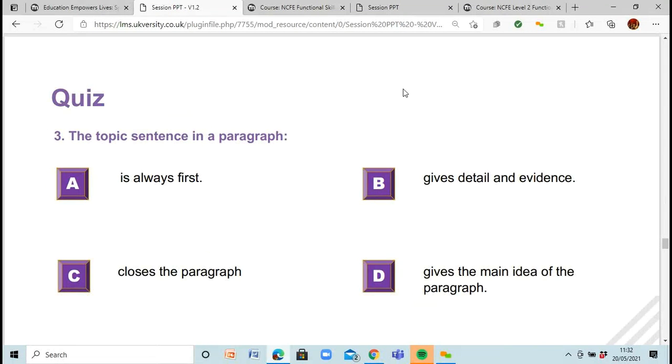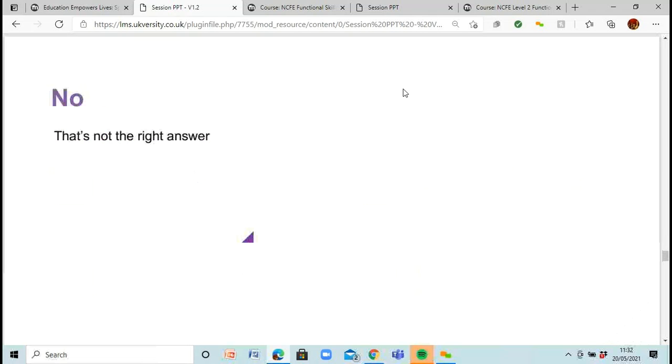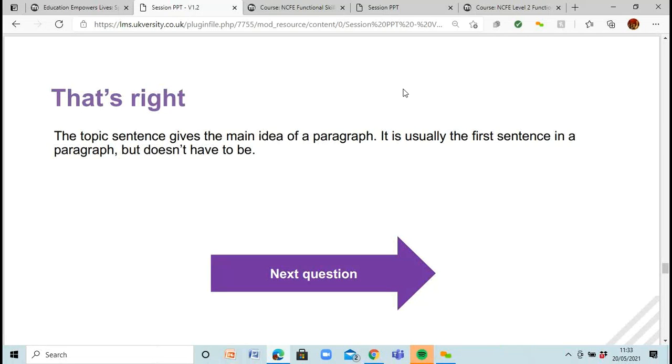Now, third question. The topic sentence in a paragraph: is it always first? Does it give details and evidence? Does it close the paragraph, or does it give the main idea of the paragraph? Give the main idea of the paragraph. Well done. Yeah, you're right. It is D. So the topic sentence just gives you the main idea of the paragraph. It can be the first sentence in a paragraph, but sometimes it might not be. It might be the second sentence. It might be a little further on.